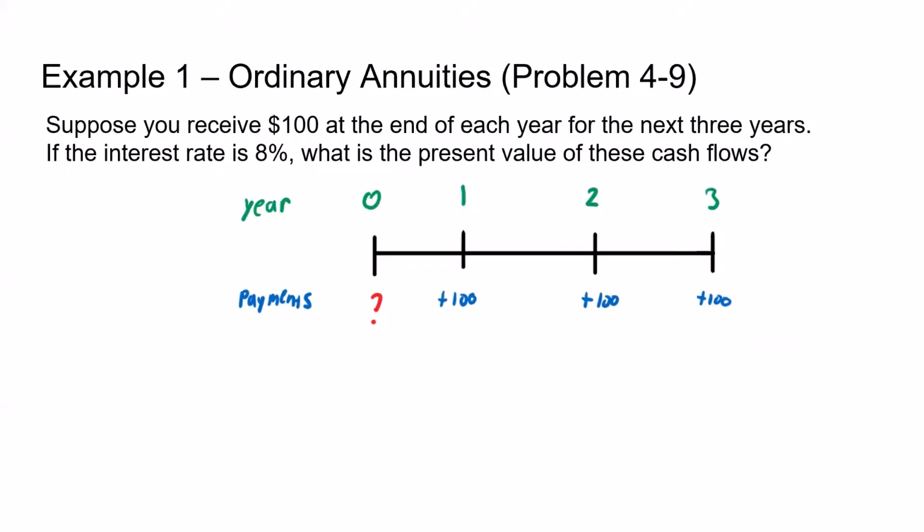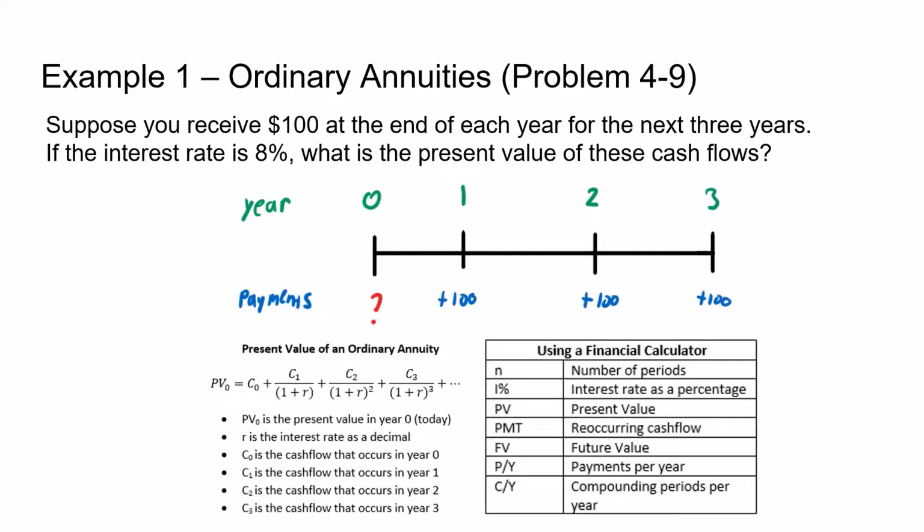Now let's try an example. This is problem 4-9 from the Fundamentals of Corporate Finance 3rd Canadian Edition textbook. Suppose you receive $100 at the end of each year for the next 3 years. If the interest rate is 8%, what is the present value of these cash flows? If we drew a timeline for this question to visualize what's happening, it will look like this. We know this question is an ordinary annuity because there are equal cash flows in each period, which is $100 at the end of the year written below the timeline in blue. It also has a specified time period of 3 years, which can be seen above the timeline written in green.